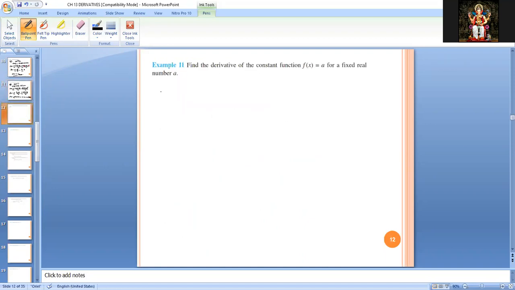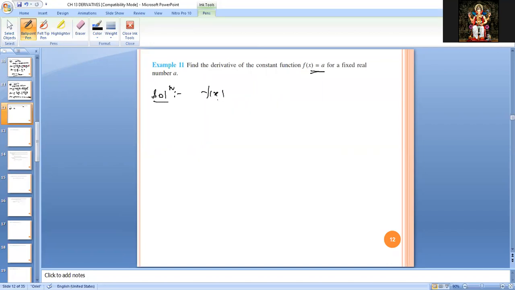Now, okay. We have done earlier also the derivative of 3. In the same way we have a question. Find the derivative of a constant function f of x is equal to a. So what will be the derivative? The answer you already know. What is the derivative of a constant function? 0. 0, right? So you know the answer, but we have to prove it.